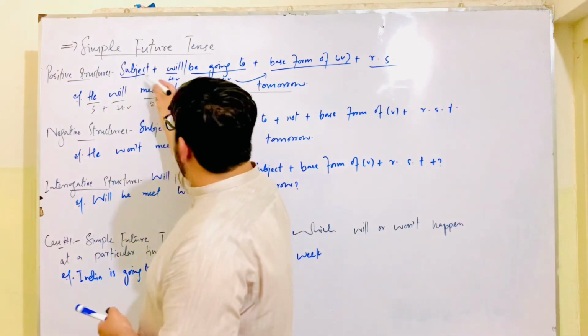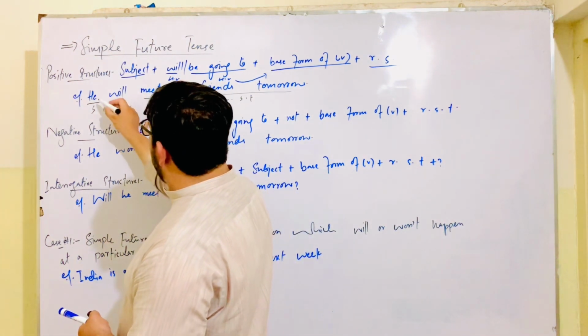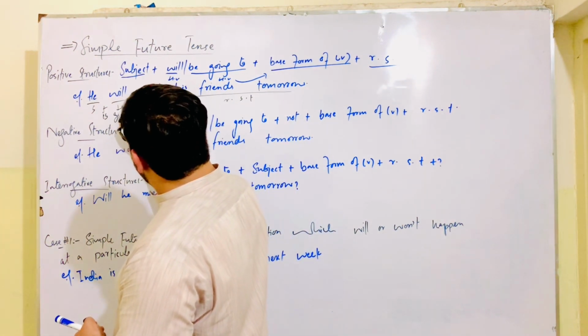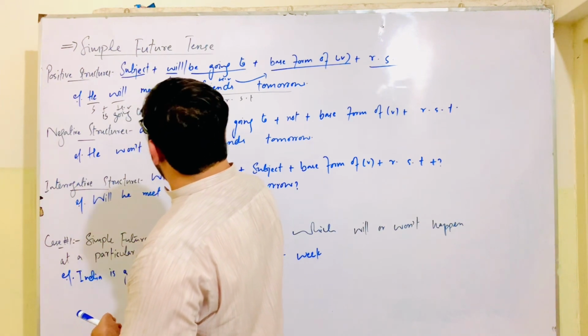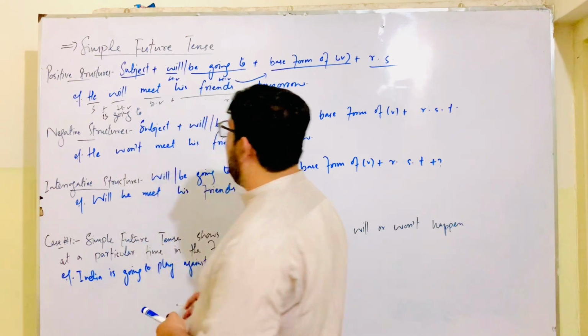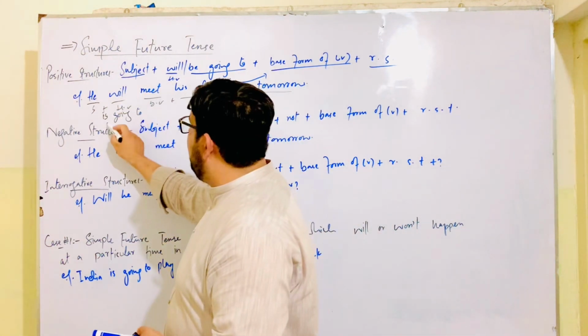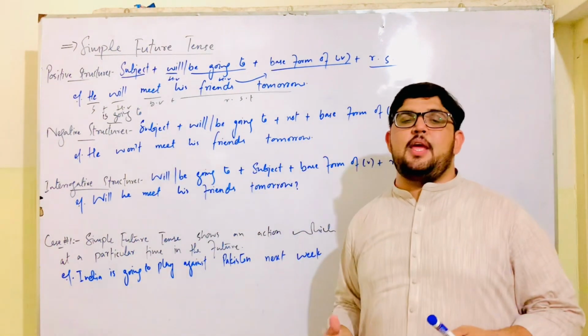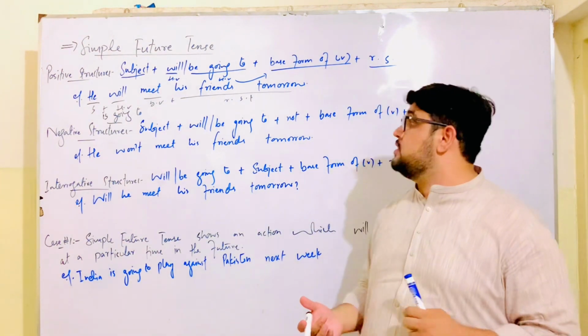We can use be going to instead of will, like he is going to meet his friends tomorrow. So either will or be going to, one of them can be used to make a positive sentence using simple future tense.